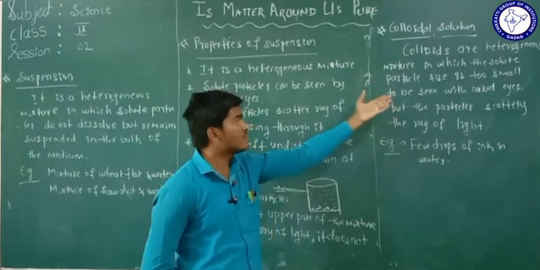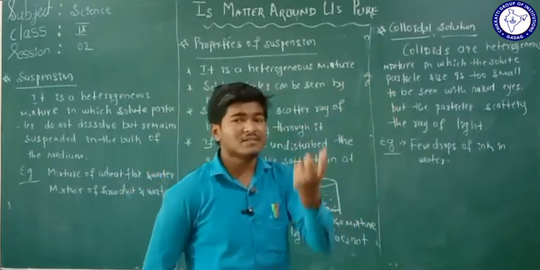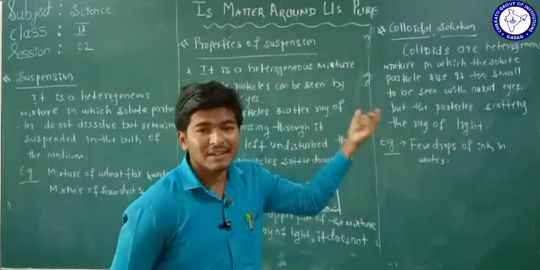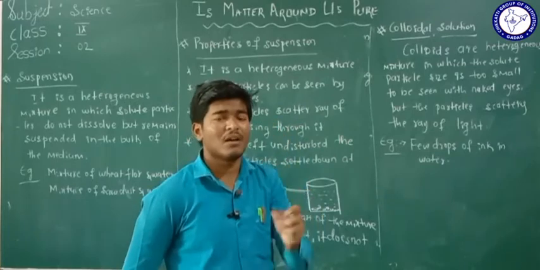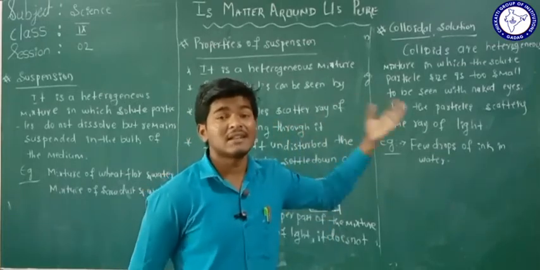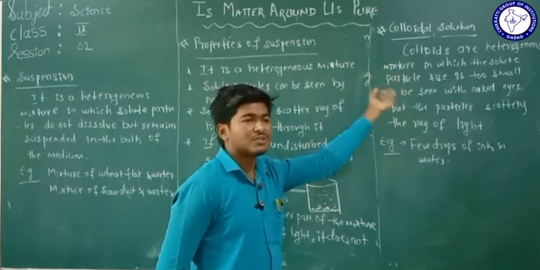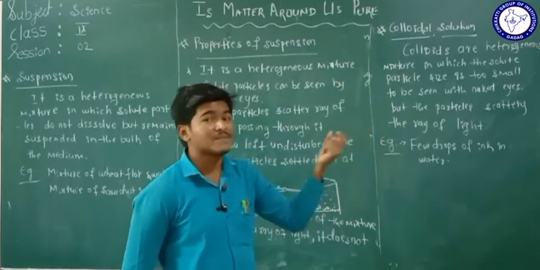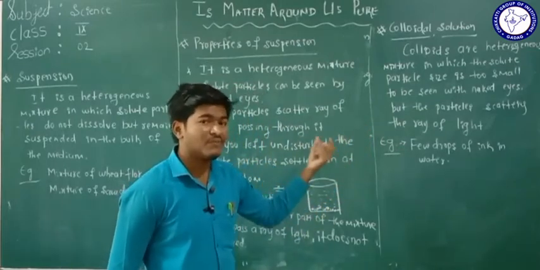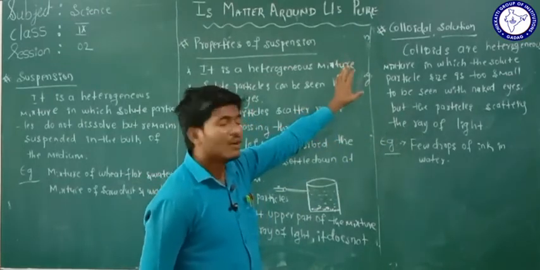What are colloidal solutions? Colloidal solutions are also a heterogeneous mixture in which the size of the solute particles present is very small, and they also scatter the ray of light. Such types of solutions are called colloidal solutions. Examples here: a few drops of ink in water and a few drops of milk in water. These are the two examples of colloidal solution.